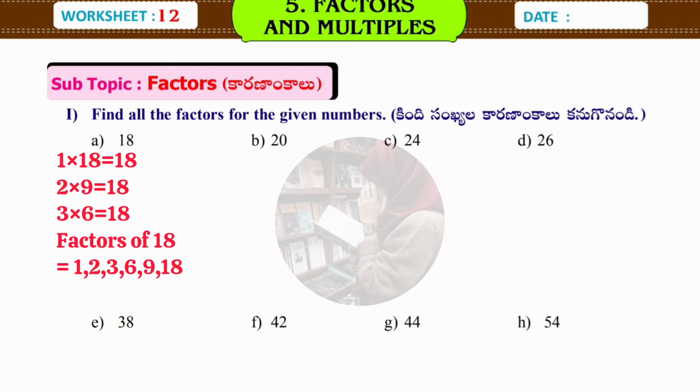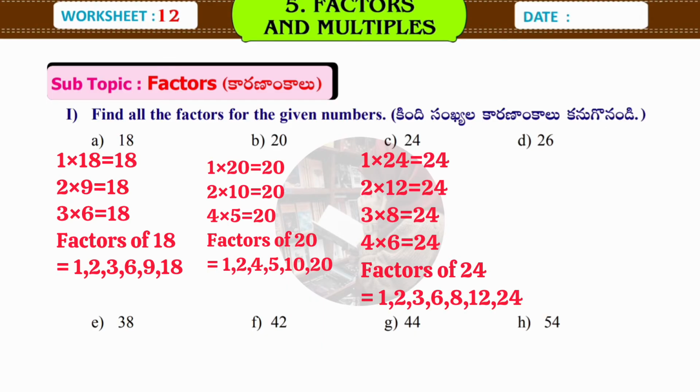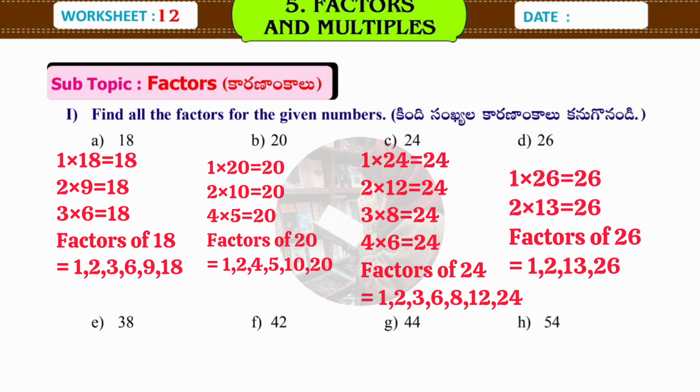Next number is 20. So factors are 1 into 20, 20, 2 into 10, 20, 4 into 5, 20. Factors of 20 are 1, 2, 4, 5, 10 and 20. Next number is 24. Okay, let's see this. 1 into 24 is 24, 2 into 12 is 24, 3 into 8 is 24, then 4 into 6 is 24. Therefore, factors of 24 are 1, 2, 3, 4, 6, 8, 12 and 24.